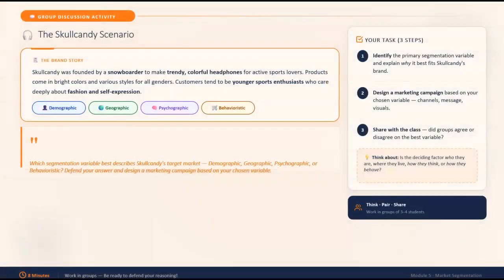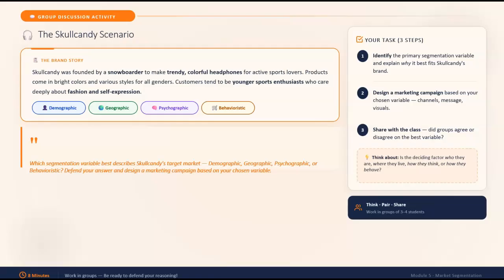So here's our activity, which you can use for 2 points extra credit. And again, when you send me the email, you're going to say group discussion activity, the Skullcandy scenario, and read through this activity. Skullcandy was founded by a snowboarder to make trendy, colorful headphones for active sports lovers. Products come in bright colors and various styles for all genders. Customers tend to be younger sports enthusiasts who care deeply about fashion and self-expression. So these are the segmentations that they segment by: demographic, geographic, psychographic, and behavioristic.